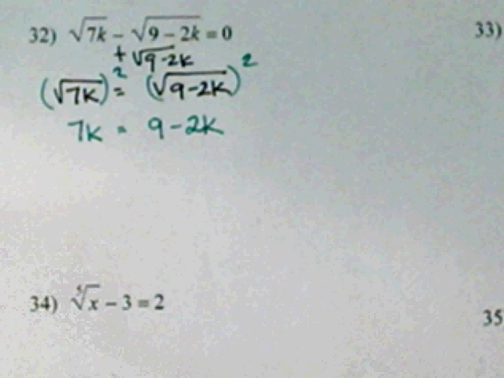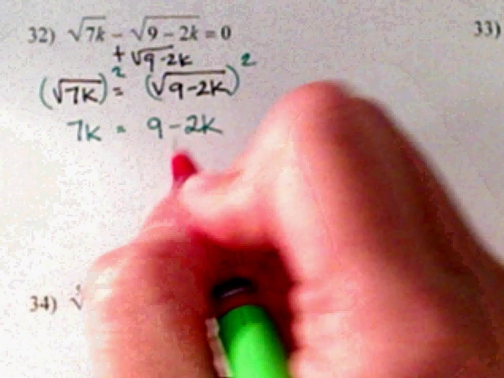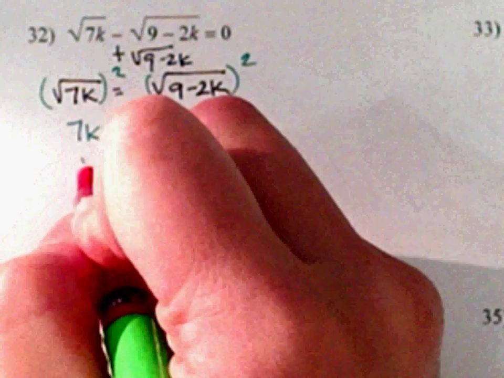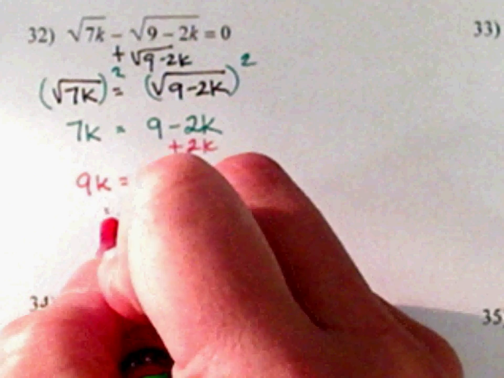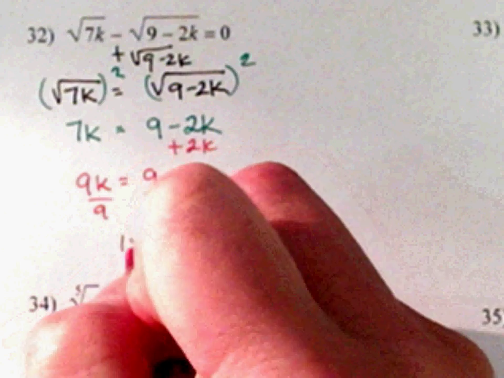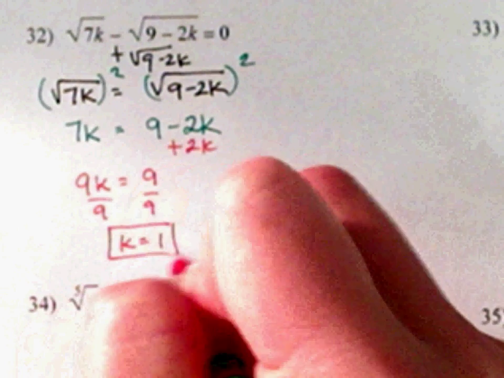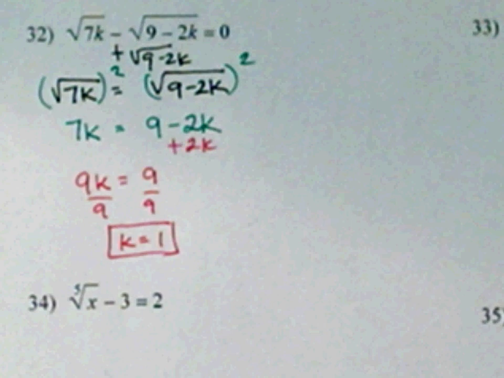Combine your like terms. I'm actually going to add 2k. So that'll give you 9k is equal to 9. Divide by 9. K is equal to 1. Okay. Check your answers, please.